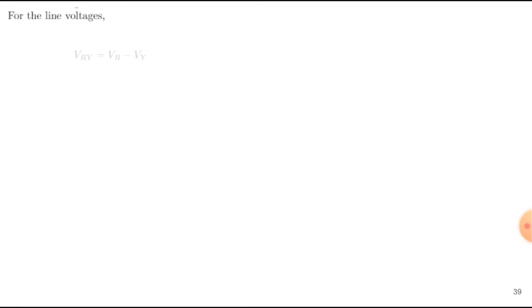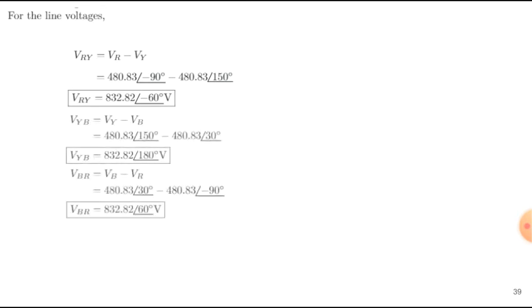Or before we do that, how about the line voltages? So again, VRY is equal to VR minus VY. You can use this one, or you can multiply it by square root of 3 angle negative 30. Or you can use this one. It's the same. So VRY will be that one. Then the other voltages are all equal because it's a balanced system, and they are out of phase by 120 degrees.